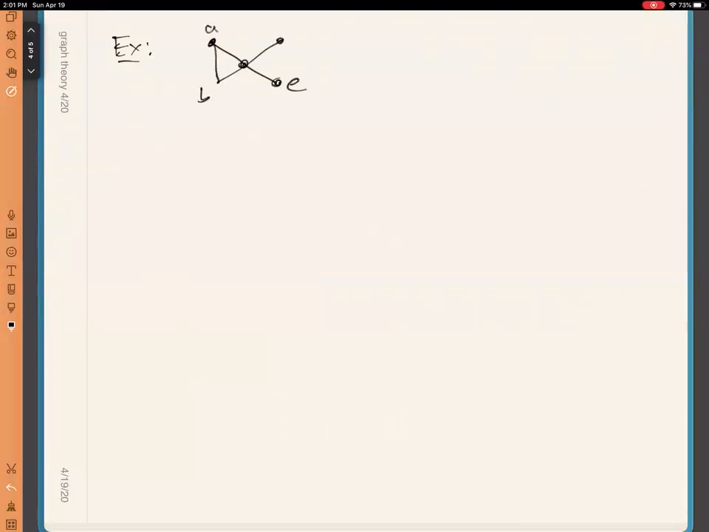Let's say I label the vertices like this. And so I'm going to claim that this has no Hamiltonian path.